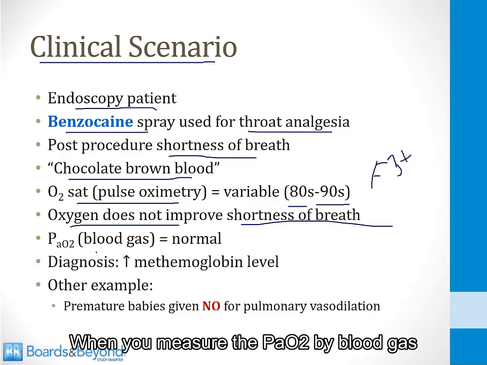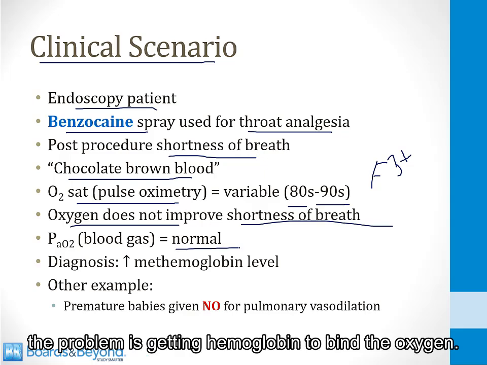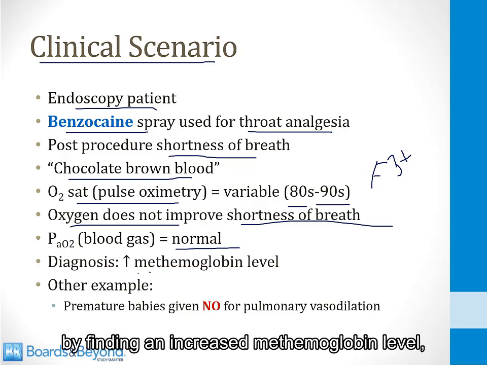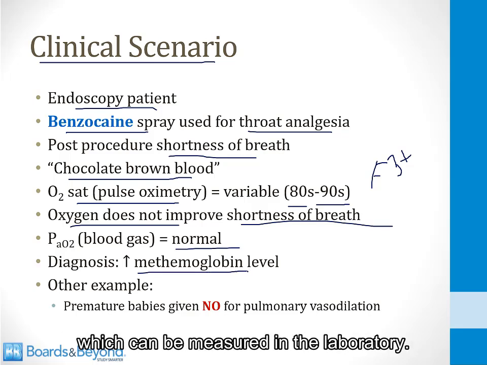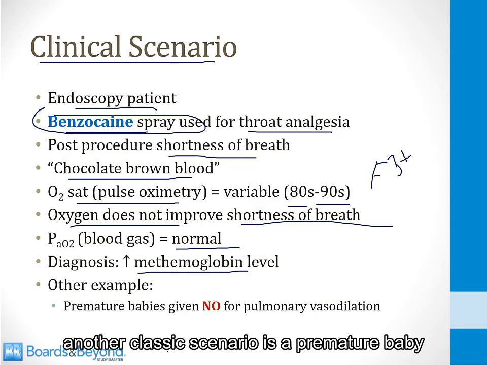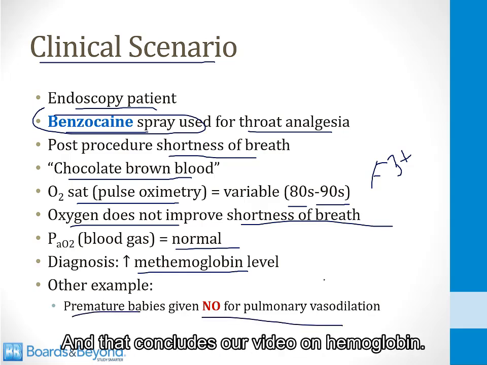When you measure the PaO2 by blood gas, it's going to be normal because there's no problem getting oxygen into the blood. The problem is getting hemoglobin to bind the oxygen. And you can make the diagnosis by finding an increased methemoglobin level, which can be measured in the laboratory. Besides a patient that receives numbing medicine to the throat, another classic scenario is a premature baby given nitric oxide for pulmonary vasodilation. And that concludes our video on hemoglobin.